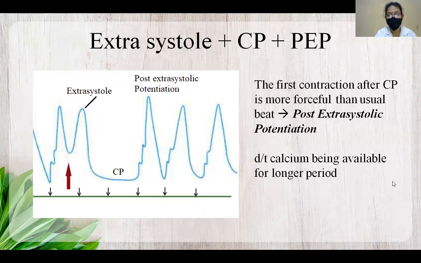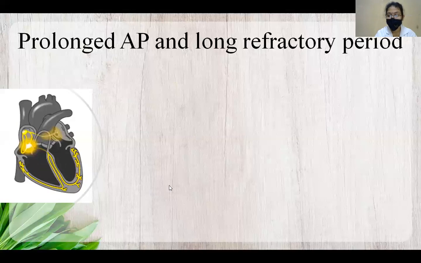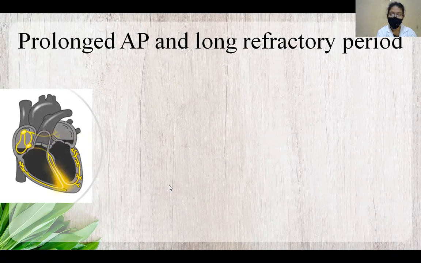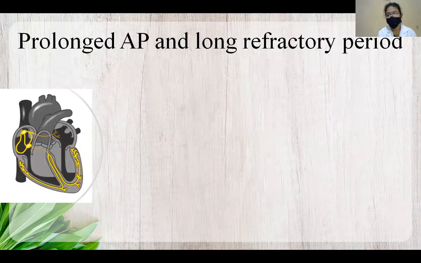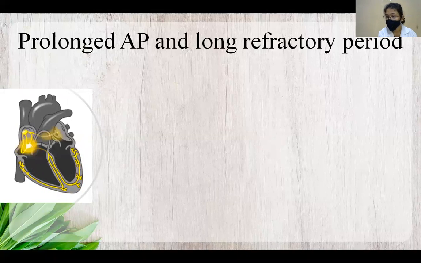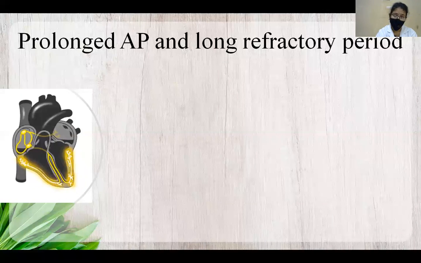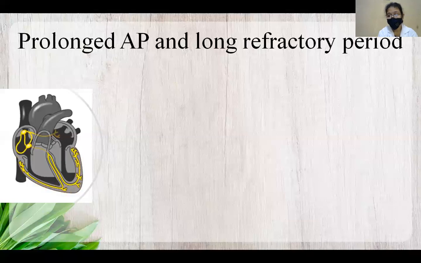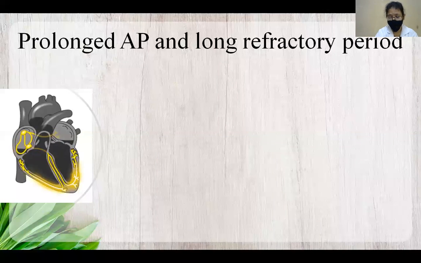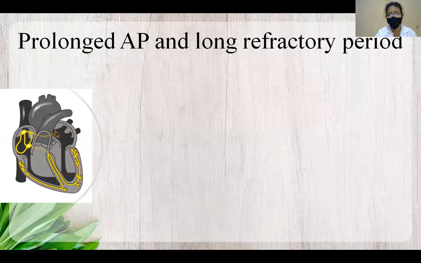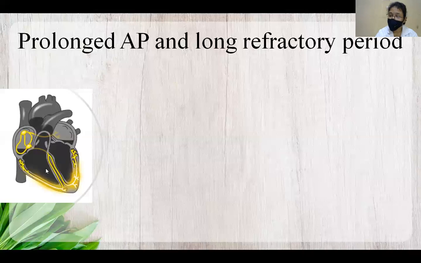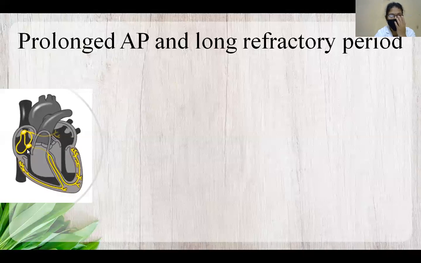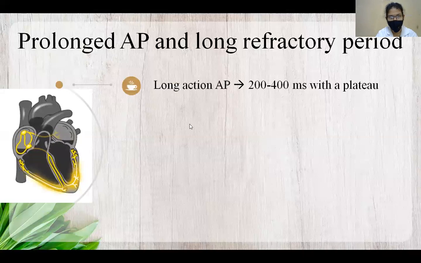With the help of this graph, we can understand that the systolic phase corresponds to the absolute refractory period, whereas the first half of the diastolic period is the relative refractory period, during which if we give a supramaximal stimulus, we can evoke a response. So what is the benefit of this prolonged action potential as well as long refractory period?